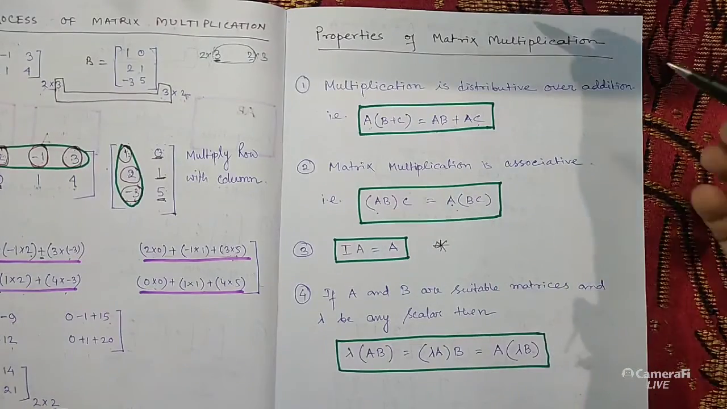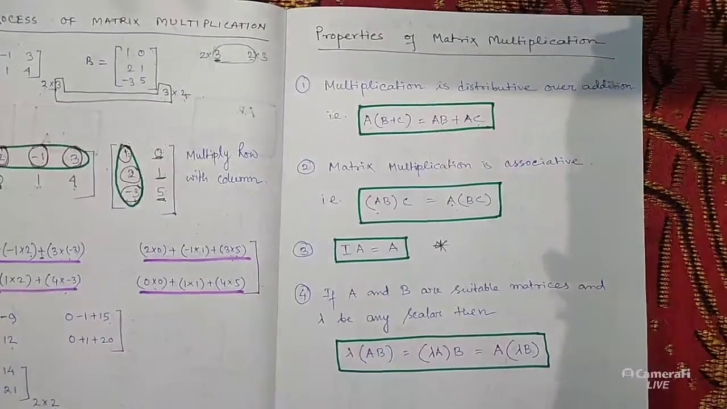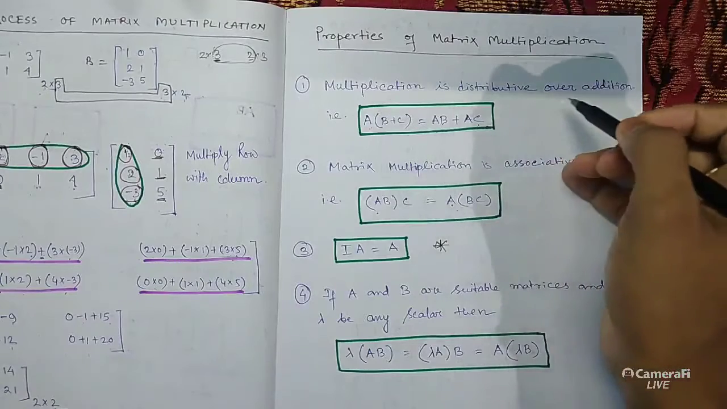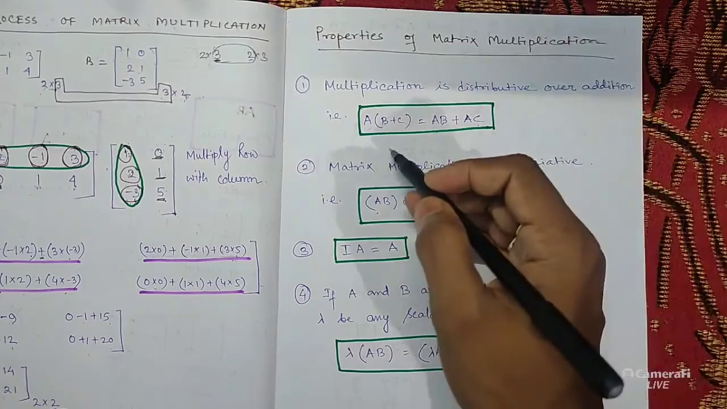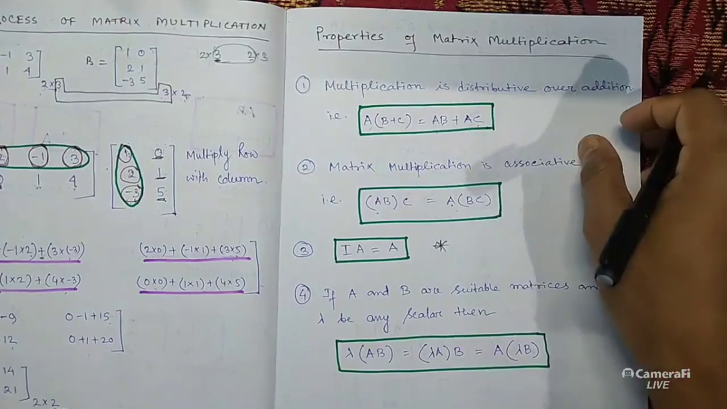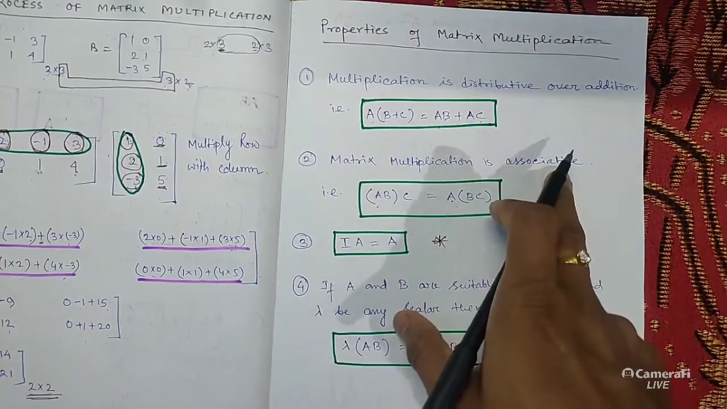Okay, so these are the properties for matrix multiplication. Matrix multiplication is distributive over addition. That is, A(B + C) equals AB + AC. Similarly, matrix multiplication is associative.